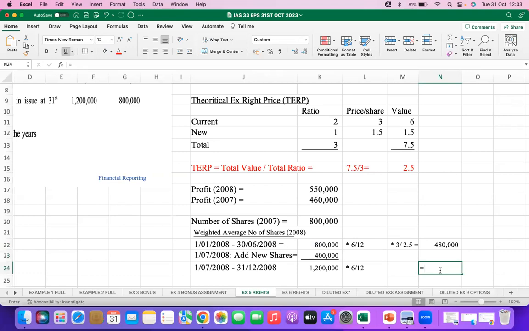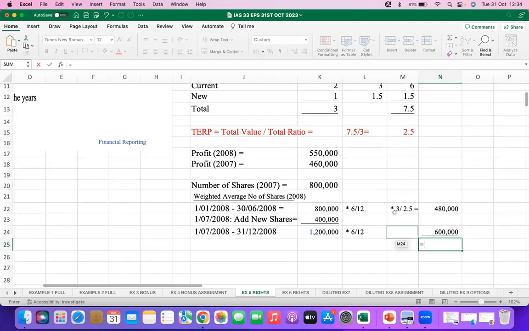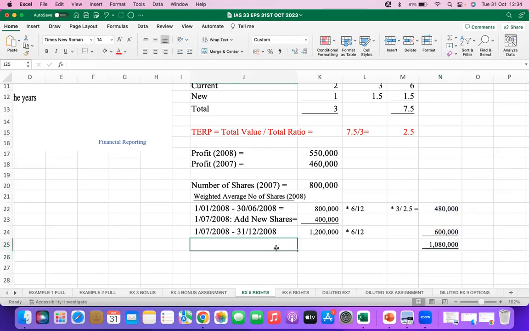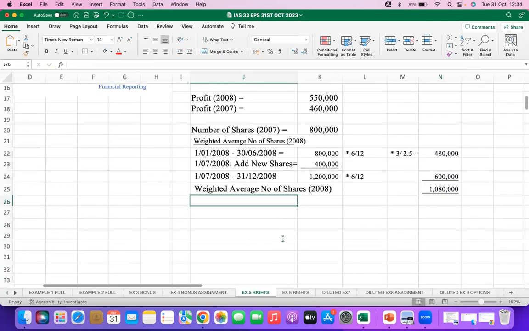And for after July, after the issue of the rights, we have 1.2 million times 6/12. So that gives you 600,000. So what is our total? 480,000 plus 600,000 gives you a weighted average number of shares of 1.8 million.